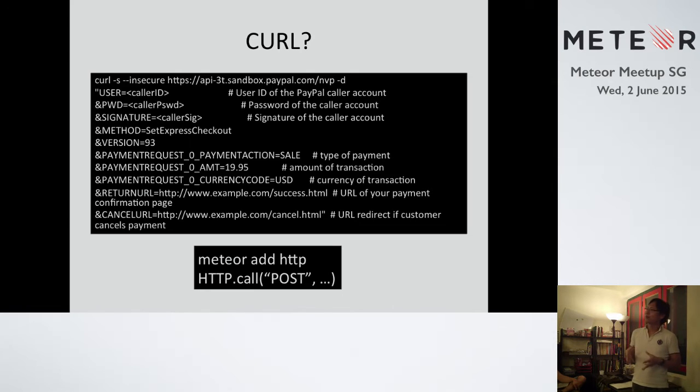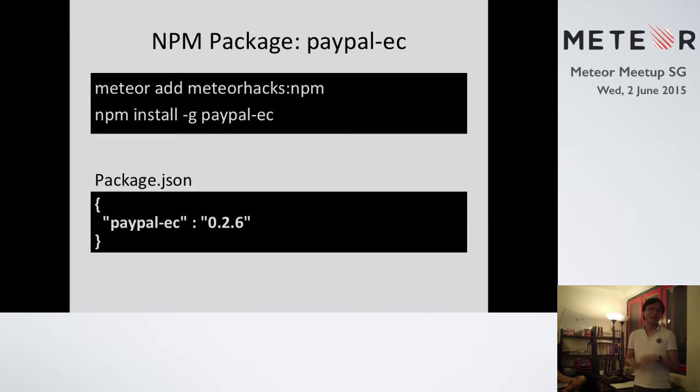PayPal does not have a package for Meteor. Sorry, this is the other way around. Meteor doesn't have a package for PayPal, right? So what you need to do is use an NPM package, unless you want to do it by the cURL method where you do it manually and set all the headers. So what we did is use this NPM package called PayPal EC.